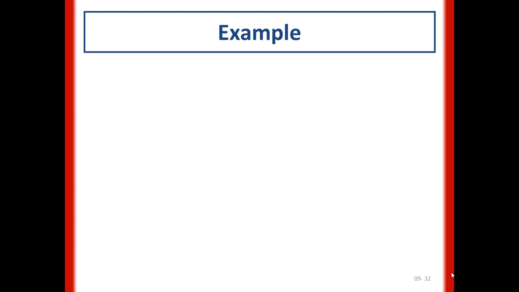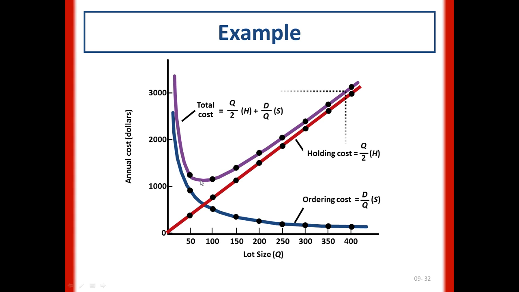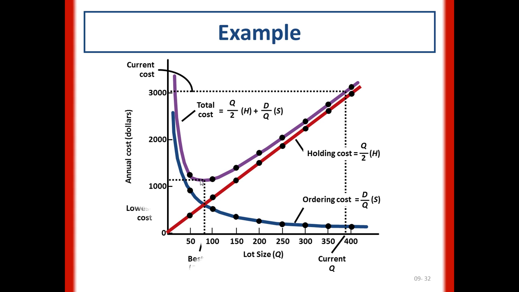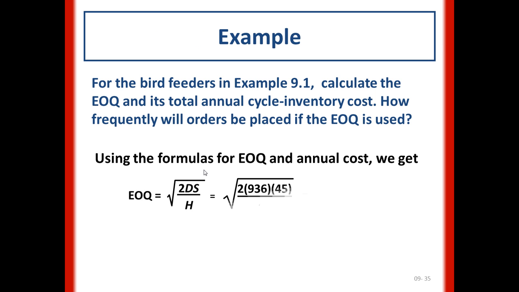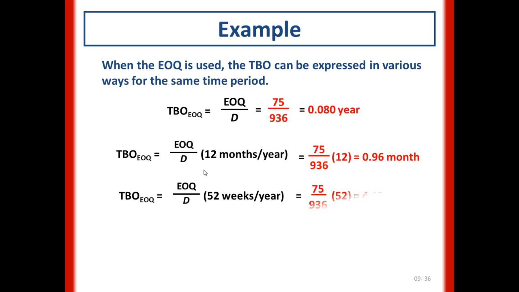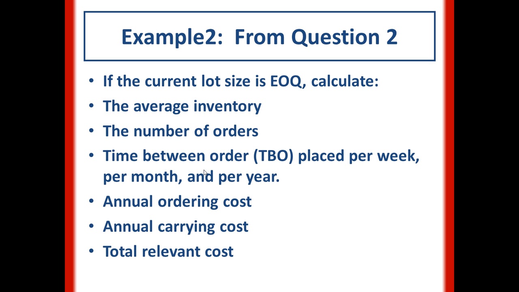Now, in summary, the EOQ point is the minimum point of the total cost. It is the lot size that guarantees the minimum total cost. Okay, and students also have many examples to explore. I hope you take advantage of the additional examples shown on the slide.